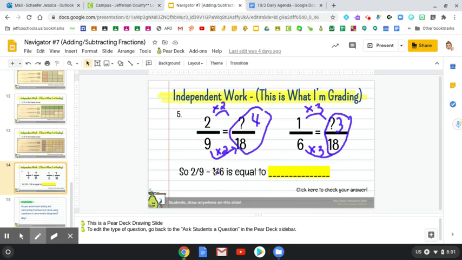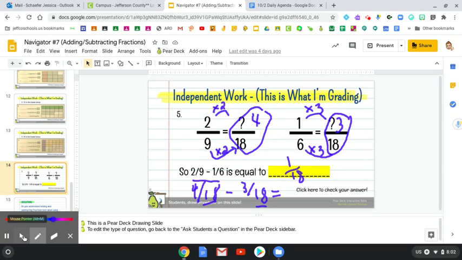I can use that to solve this problem. If 2/9 is really 4/18, and I'm subtracting 1/6, which is really 3/18. Now, since they're the same size pieces, they're all 18ths, I can just look at the numerators. 4/18 minus 3/18 would be 1/18. The 18ths stay 18ths. This is the idea of common denominators, which is where we're going soon.